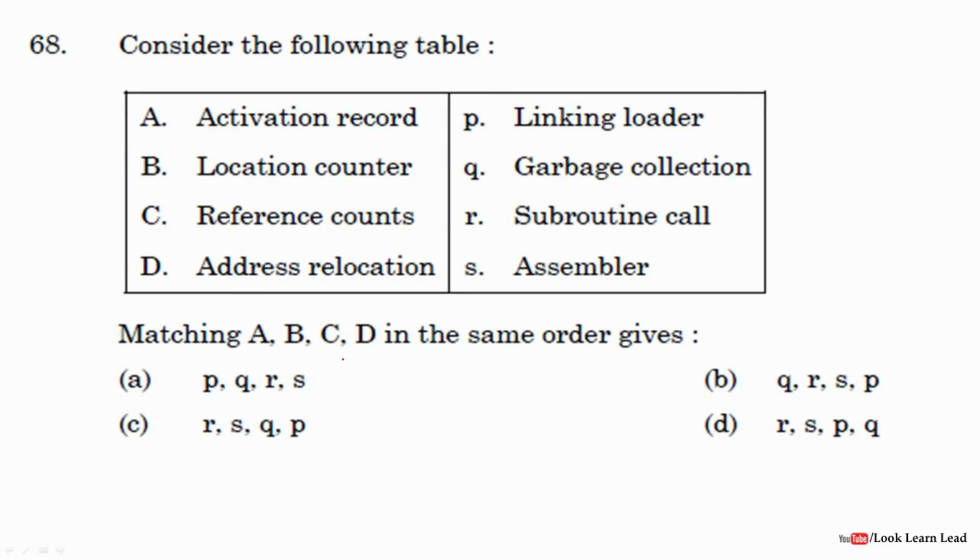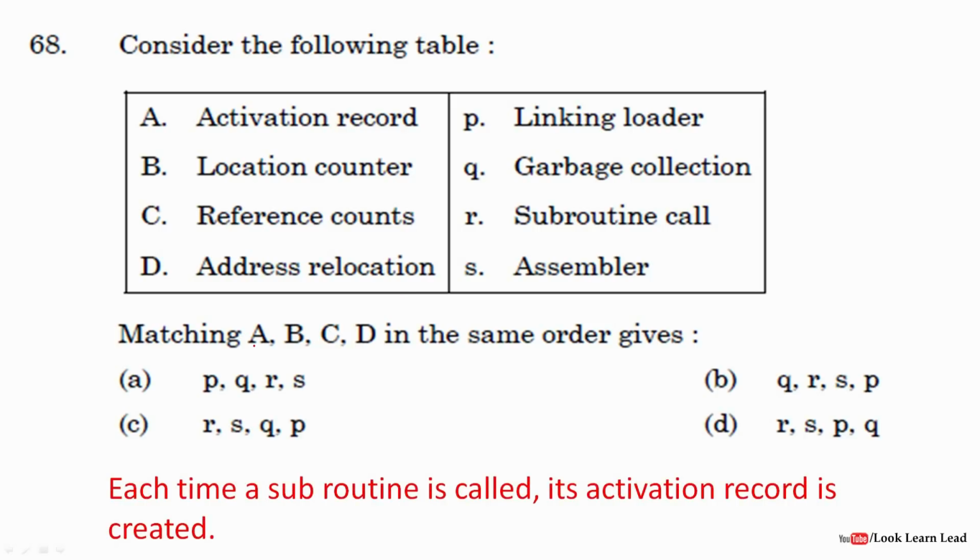Consider the following. We have to match these. Each time a subroutine is called, its activation record is created. Whenever a subroutine is called, the activation record is created. So activation record is related to subroutine. So our answer can be either C or D.